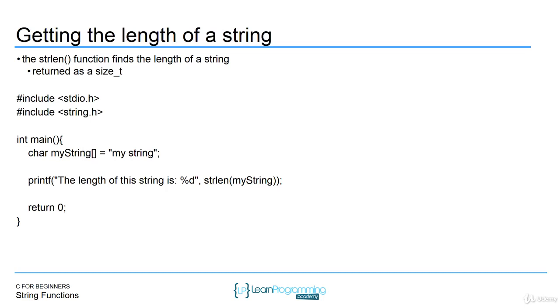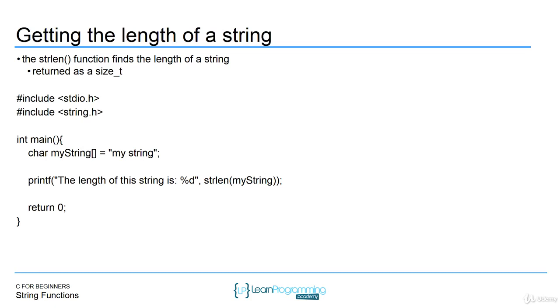You basically create a string literal inside double quotes and you assign it to a character array. You don't specify the size of the character array. The compiler will do that for you and it will add the null terminator. Once you have my string defined with a string constant, you can then call strlen and just pass in that character array. Pretty nice.